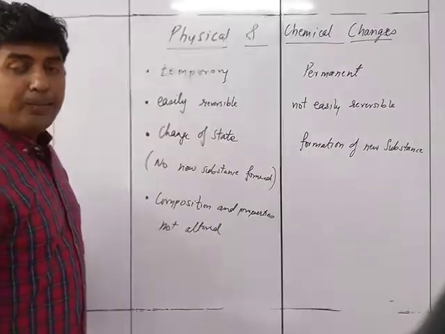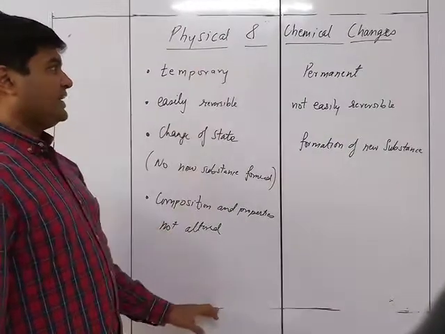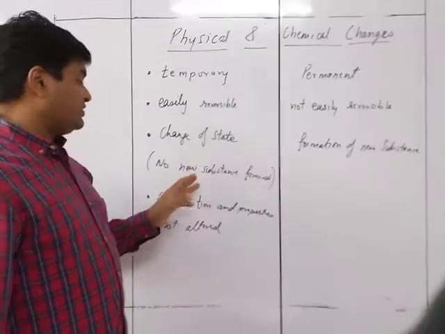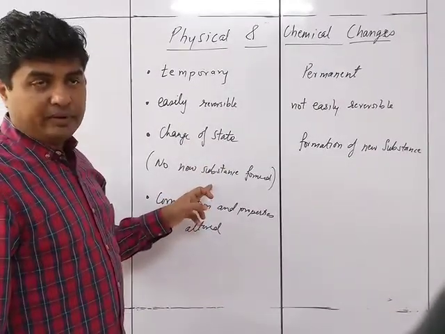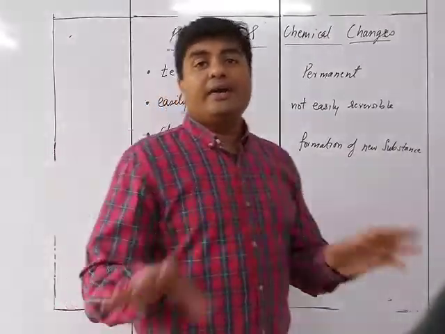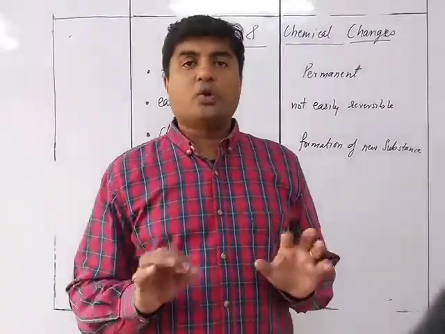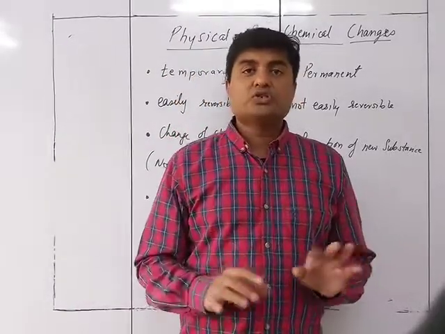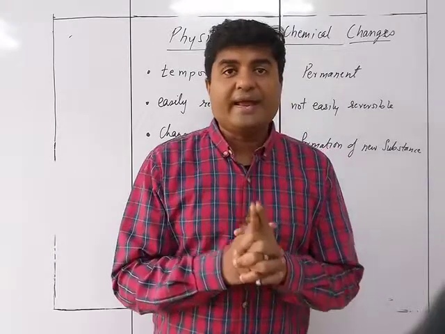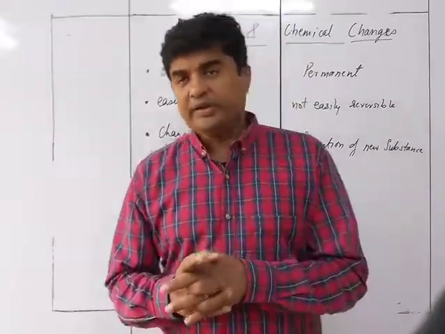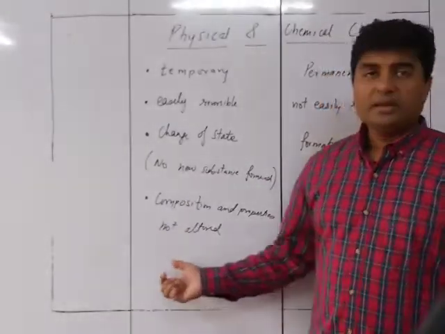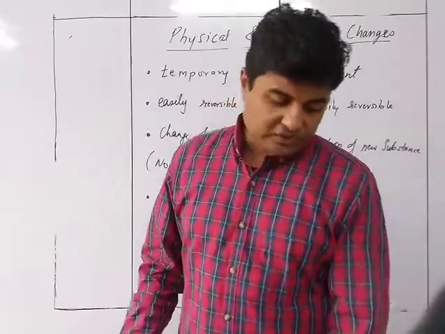So the 4 important things about a physical change are: they are temporary, they are easily reversible, they involve a change of state but no new substance is formed, and finally the composition and properties of that substance are not altered. They are not going to form a new substance, so its original properties are retained. So retention of its identity, the original substance retaining its composition and its properties, is the main thing about physical change.